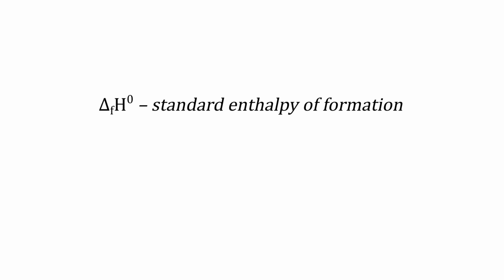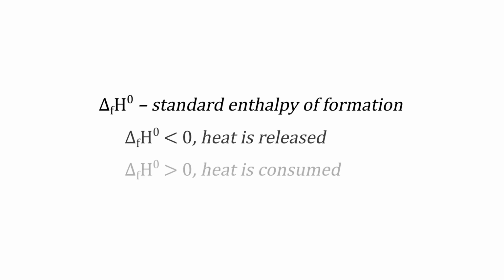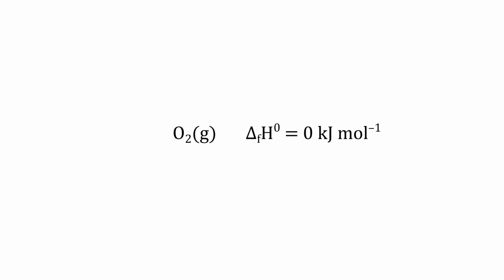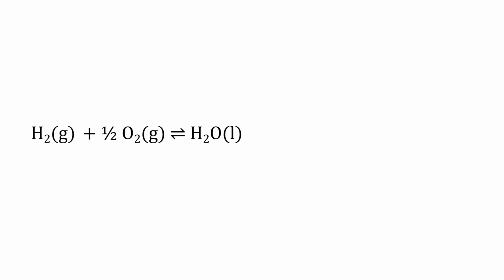The standard enthalpy of formation of a substance is equal to the heat that is released or consumed when 1 mole of the substance is formed from its elements in their standard states. For example, the standard state of oxygen is O2 in the gaseous state, and hydrogen is H2 in the gaseous state. When 1 mole of water is formed from 1 mole of hydrogen gas and half a mole of O2 gas, 286 kilojoules of heat are released.